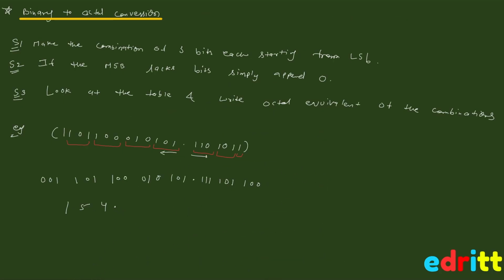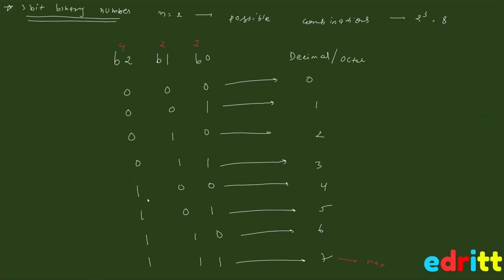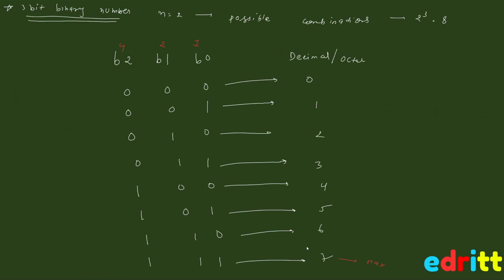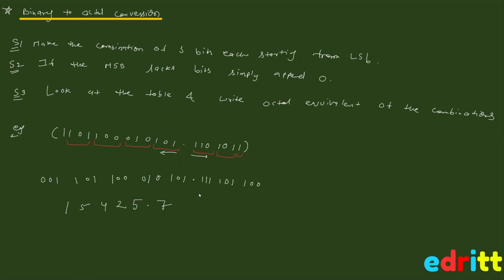Then the point. 010 has the octal equivalent of 2. 101 again has the octal equivalent of 5. After the point, 111 has the octal equivalent of 7. 101 has the octal equivalent of 5. 100 has the octal equivalent of 4. That's base 8. You have successfully converted a binary number into an octal number.